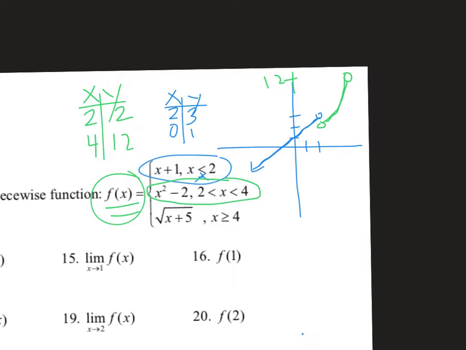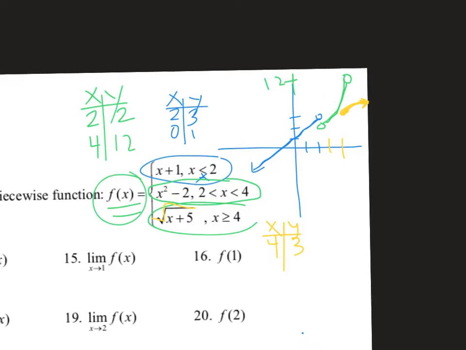Okay. And then finally I want to graph the last piece. So these are for numbers that are greater than or equal to 4. So let's go ahead and include 4. We plug in 4, we get the square root of 9, which is 3. So at 4, which is where this one ended, I have a point at 3, and that is a solid dot, and it goes like a square root. It goes like that. Okay, so that's the graph of it.